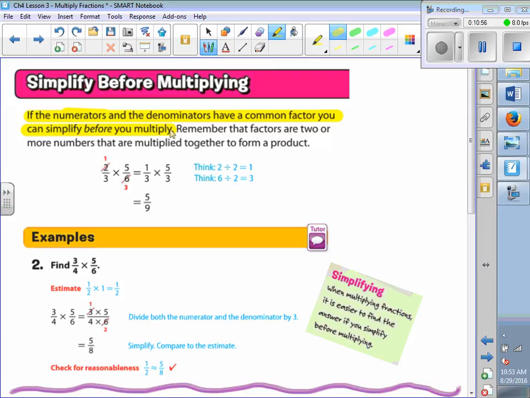Okay? So for example, we have 2/3 times 5/6. You'll see here that you can simplify or divide a multiple out of the 2 and the 6. Right? So we're going to simplify by dividing by 2 in both of those. Now when you simplify, you have to have 1 in the numerator and 1 in the denominator. You can have 1 here, 1 here. You can have 1 here, 1 here, or 1 here, 1 here. Is everybody clear with that?